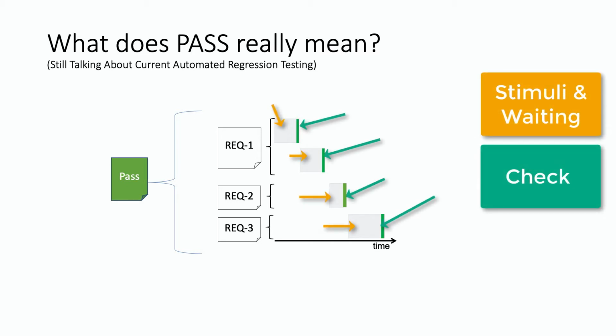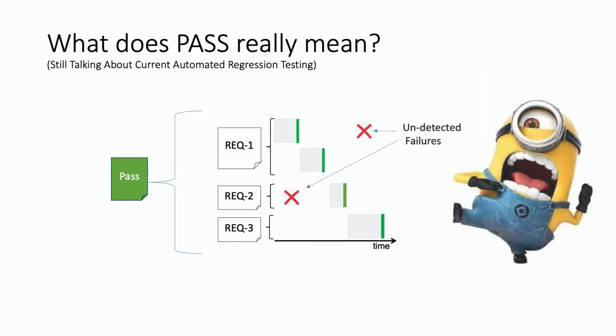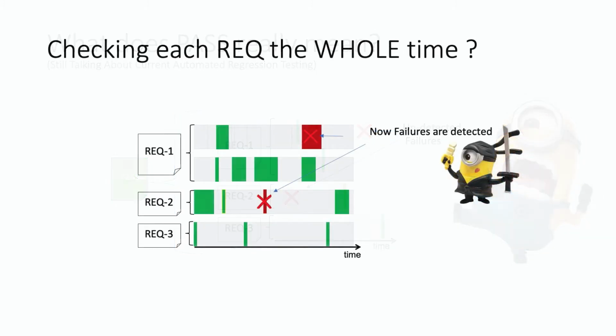But what if anything happens after we check the requirement? Or before we check the requirement? Well, these faults will simply be missed by this method. But what if we could check each requirement all the time?